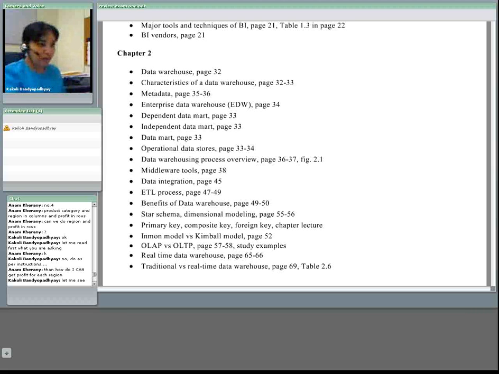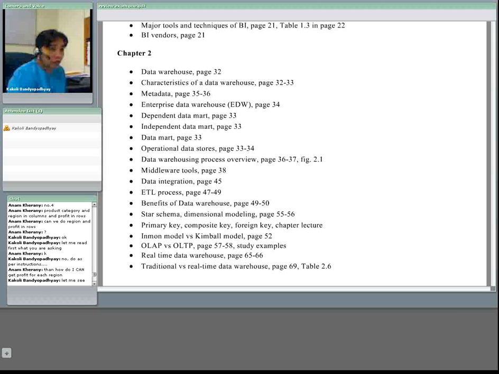Now, data warehousing process, okay? Data warehousing process is in page 36, 37, figure 2.1. That's a very important thing that you need to know. You need to know what are the data sources. Okay, data sources would be like ERP, legacy system, point of sale terminals. There are questions on data sources, so please learn these examples, okay?